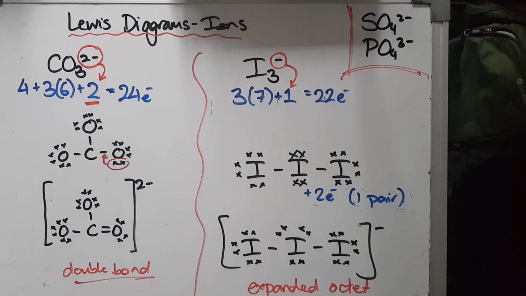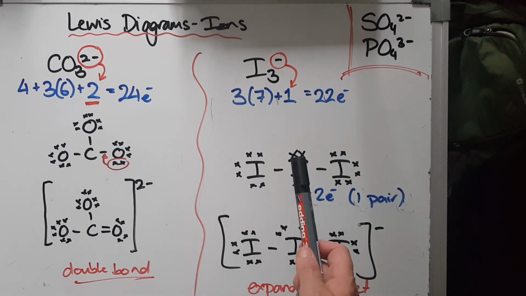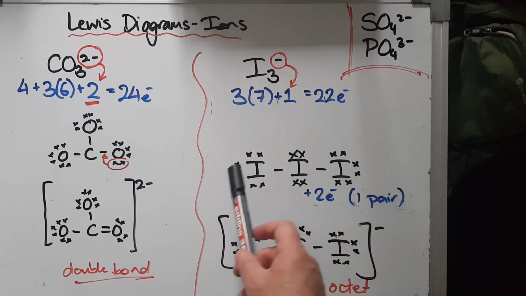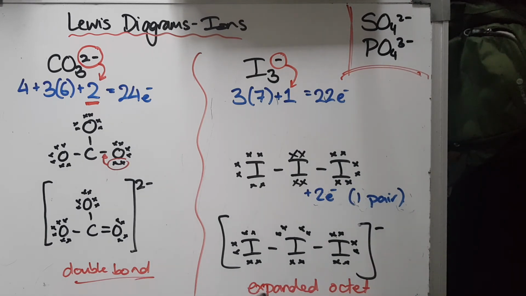Again, this is the same as the rules we were using before for extended octet. We extend the octet, expanded octet. We expand it for the central atom only, not for one of the ones on the side. So it will end up looking like this. Then I put my square brackets around it to show that it's an ion and put the ion charge there.